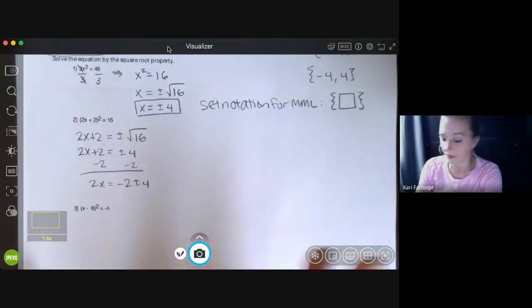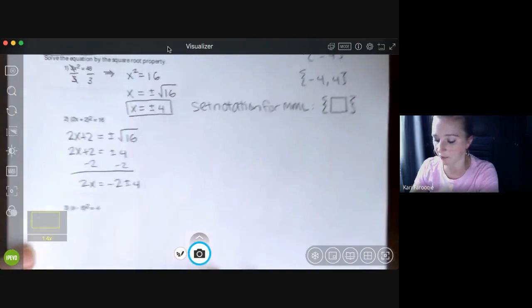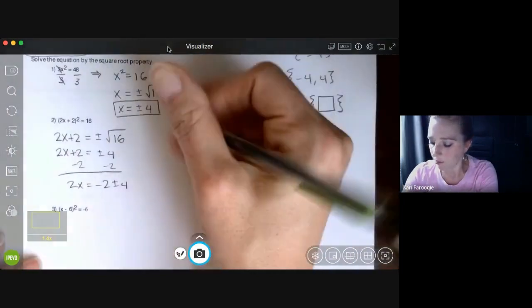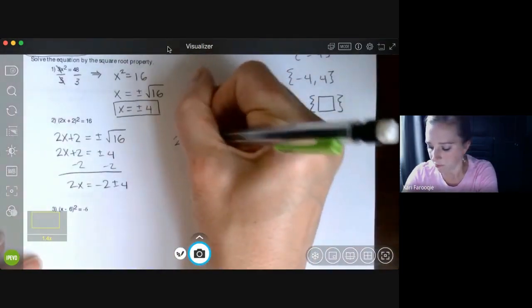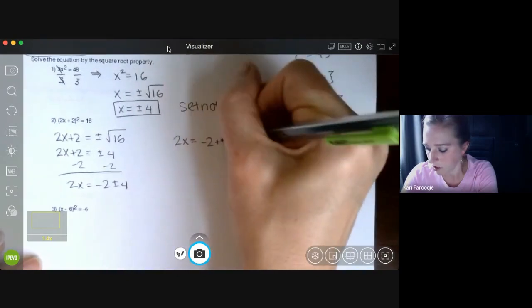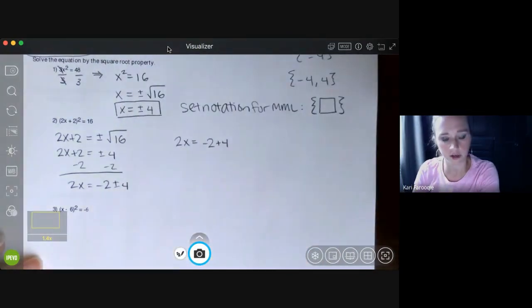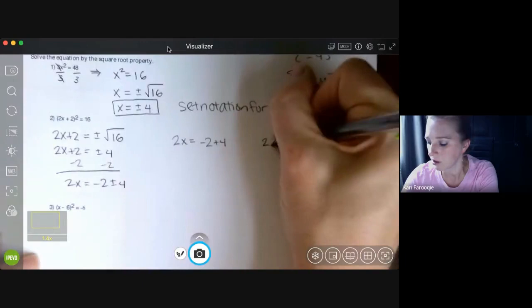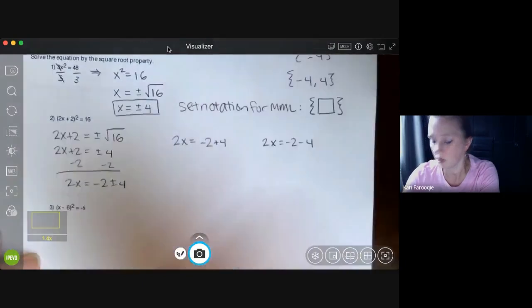Now, there are a lot of options at this point. If I were you, I would probably set up 2 equations, one of them using the plus sign, and another one using the minus sign.